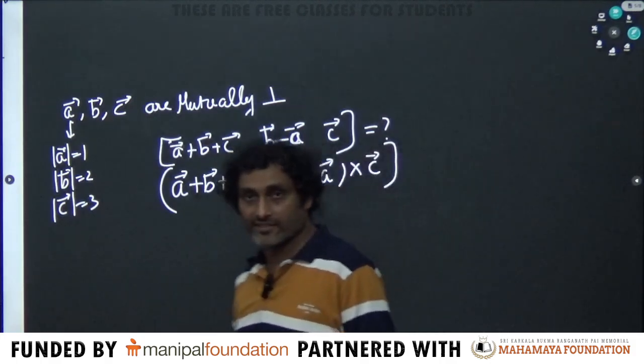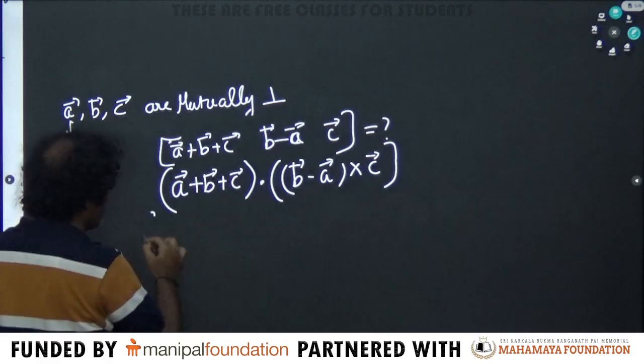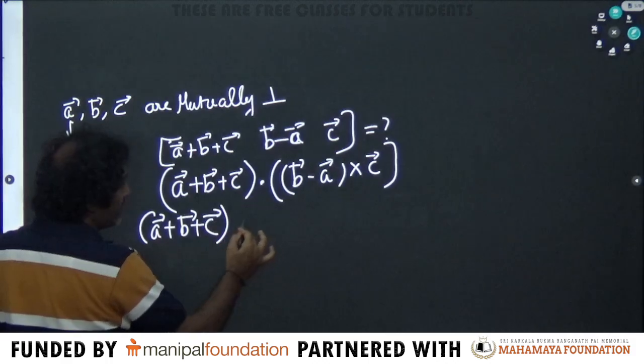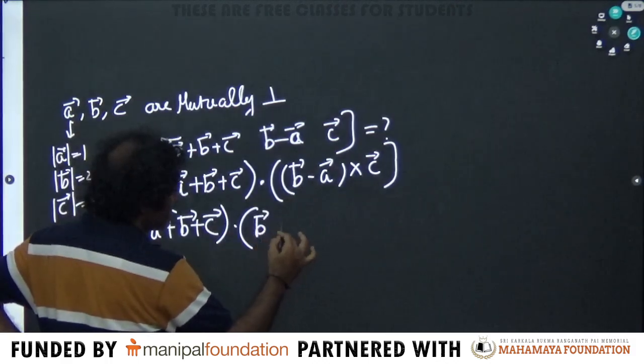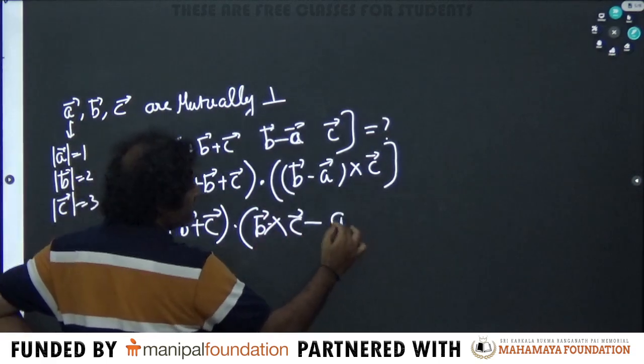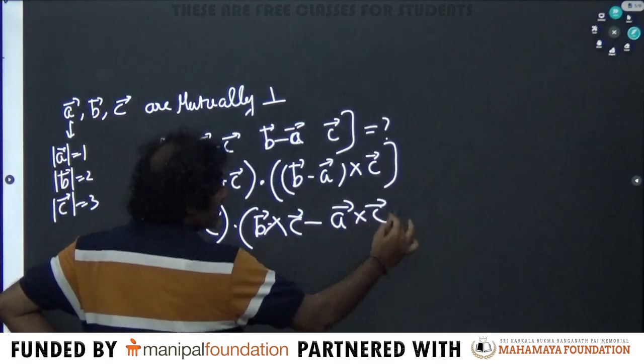So will it not be A vector plus B vector plus C vector dot B vector cross C vector minus A vector cross C vector.